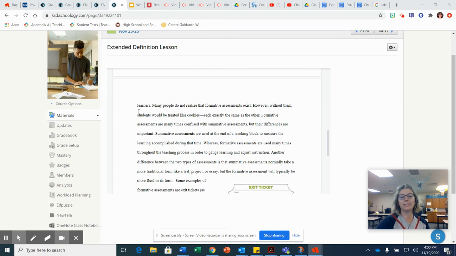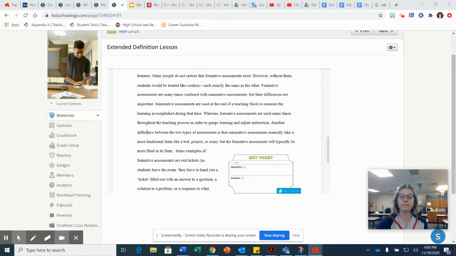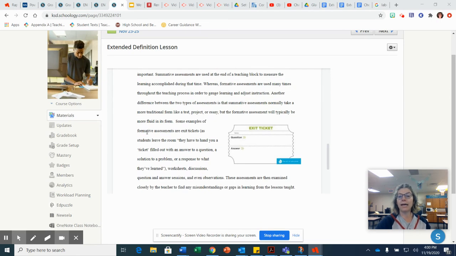Summative assessments are used at the end of a teaching block to measure the learning accomplished during that time, whereas formative assessments are used many times throughout the teaching process in order to gauge learning and adjust instruction. Another difference between the two types of assessments is that summative assessments normally take a more traditional form like a test, project, or essay, but the formative assessment will typically be more fluid in its form. Okay, so that is compare and contrast. How are summative assessments and formative assessments the same? How are they different, right?